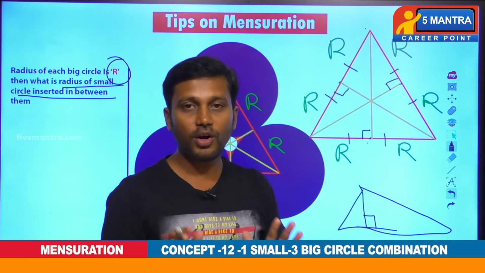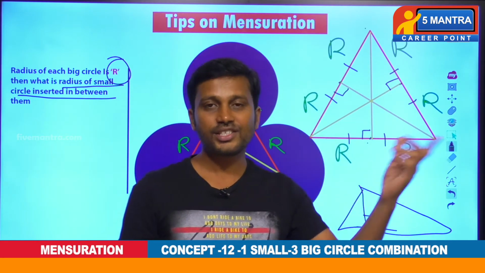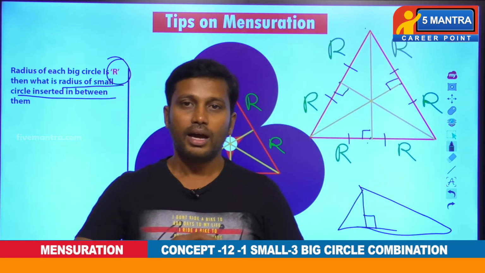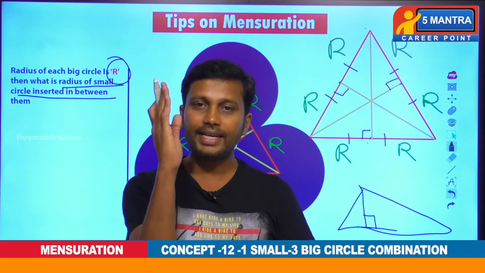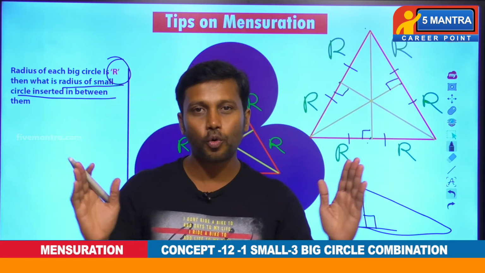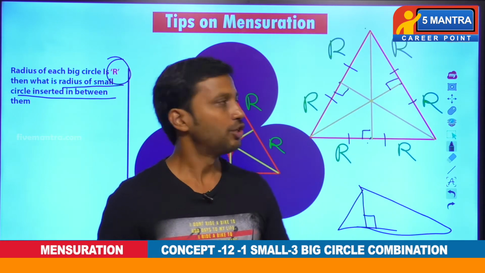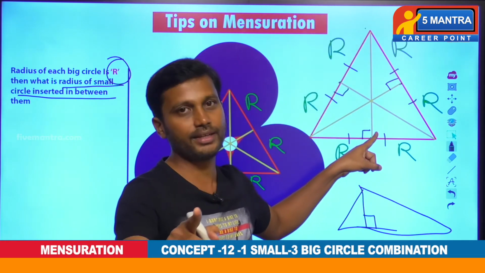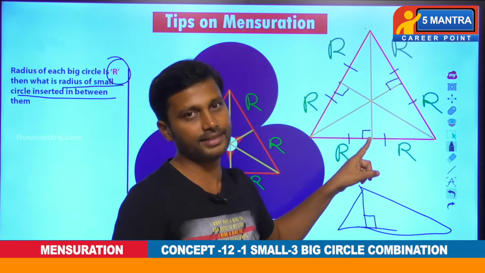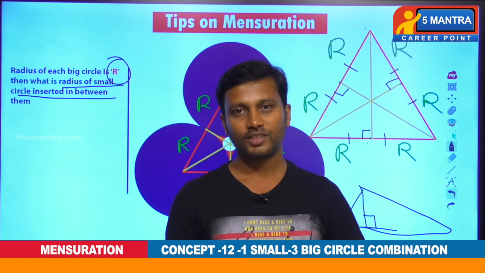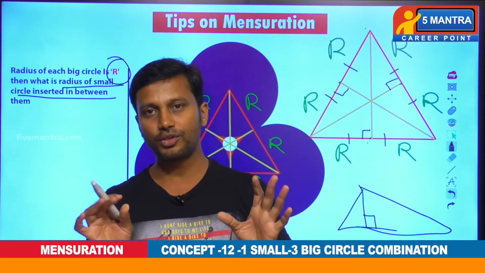So what we can say here, from the basics of geometry, is that height and median coincide for every side in an equilateral triangle. So is this a median or not? Yes, median. Is this a height or not? Yes, height. Both are the same line. That first thing should be clear to you.